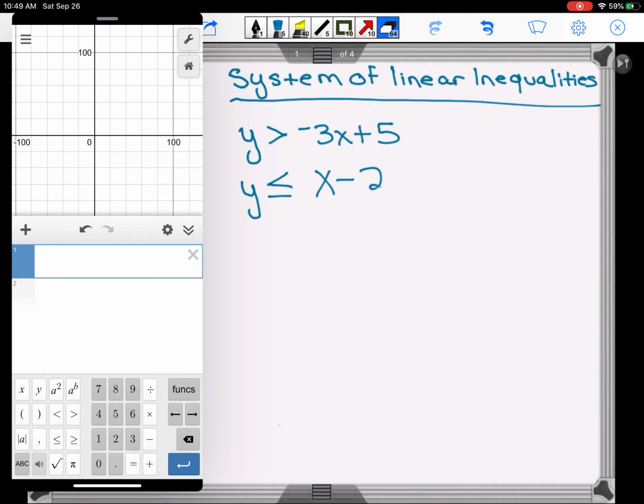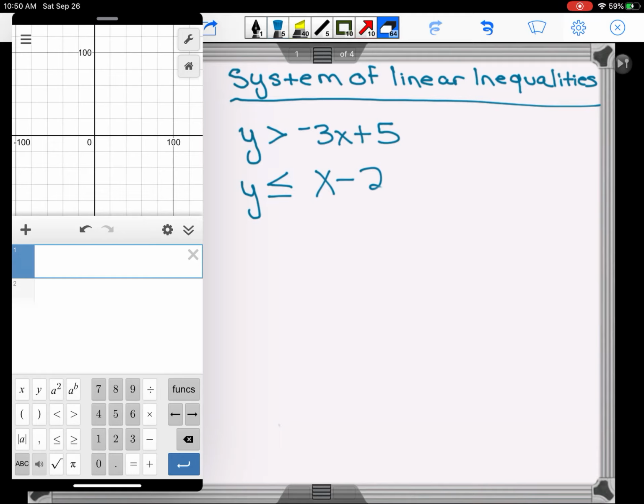But first, what is a system of linear inequalities? And I have an example right here. A system of linear inequalities is when you have more than one inequality and you have to solve the inequalities to find the x's and the y's that satisfy both inequalities. And again, we're just going to use Desmos.